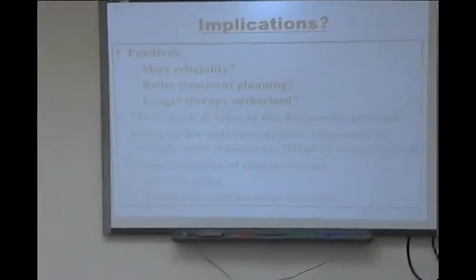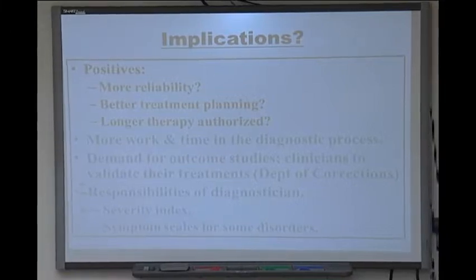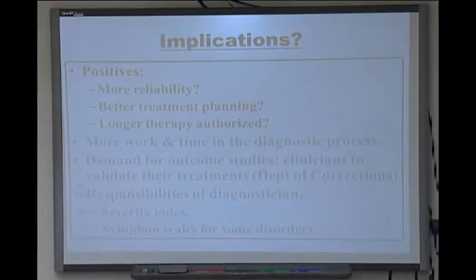Lest you think I'm all negative, there are some positives here. It should be more reliable. If it is more reliable, there'll be better treatment planning, more correlation. Anytime they have ever done a study where they go back to do re-diagnosis using RDC criteria, research diagnostic criteria, they find enormous rates of misdiagnosis. So hopefully the DSM-5 will start to address some of that. It will be more reliable, so there might be better treatment planning, and possibly slightly longer times will be authorized by insurance for reimbursement.